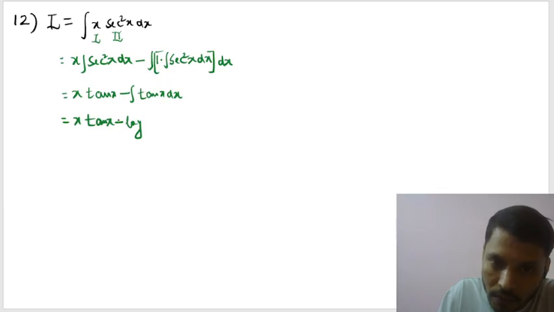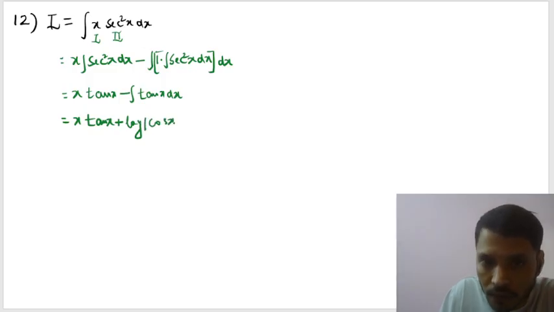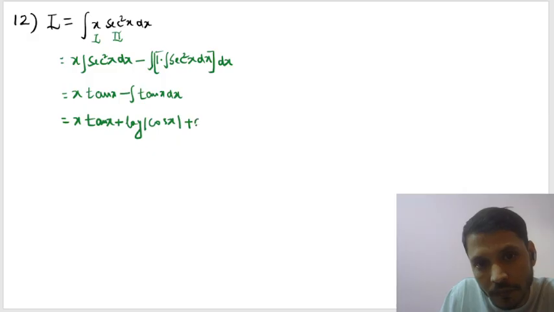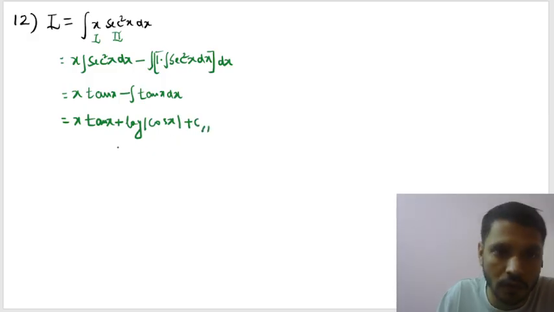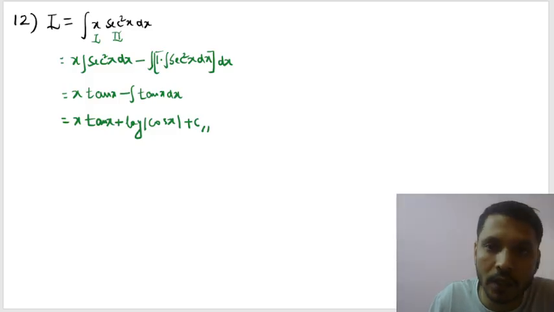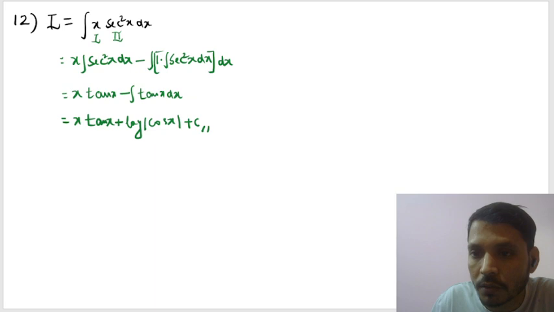So because of the minus, it will become plus, and minus of cos x plus c. Right? So this is the answer of question number 12. It is easy. Now we'll move to question number 13.